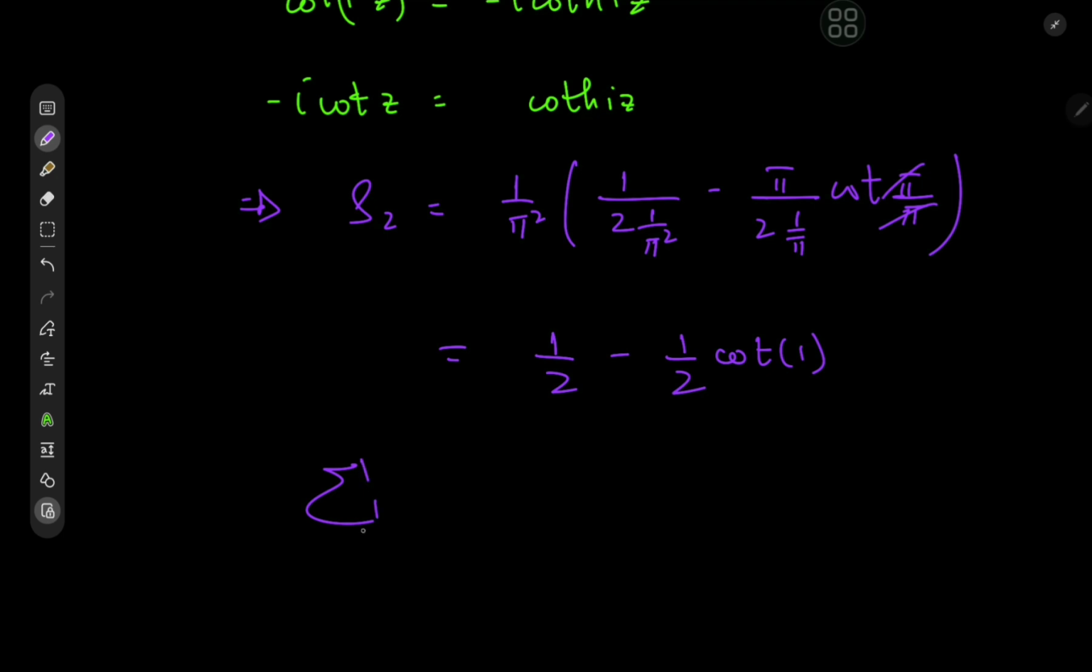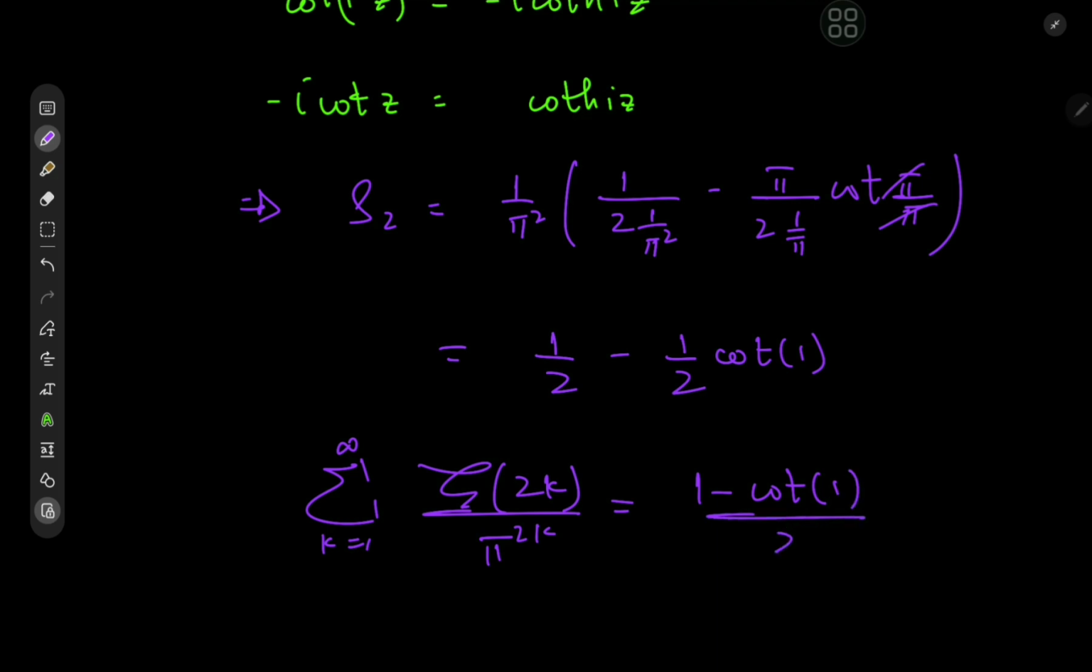That is, we have the sum over k from 1 to infinity of zeta 2k divided by pi to the 2k equal to 1 minus cotangent 1 divided by 2. Interesting result indeed. And maybe we can just expand this in terms of sine functions and cosine functions so that we have sine 1 minus cosine 1 divided by 2 times sine 1, which is pretty interesting indeed. I'll give it that much. It does look pretty fancy.